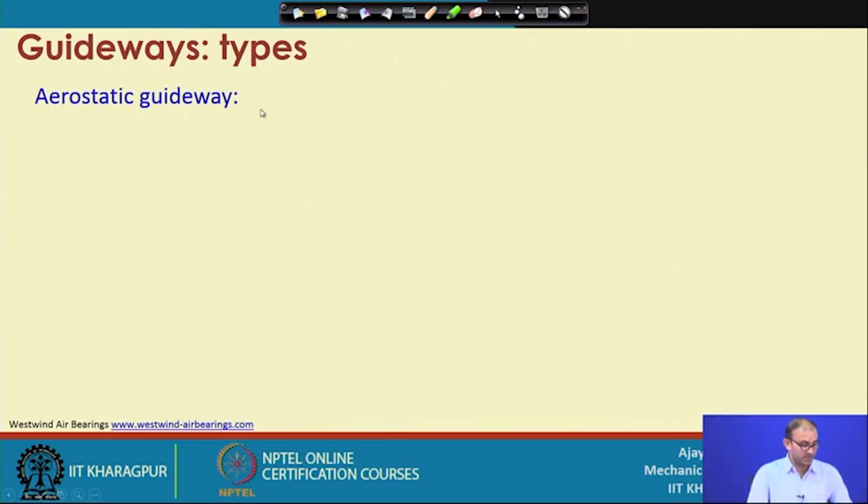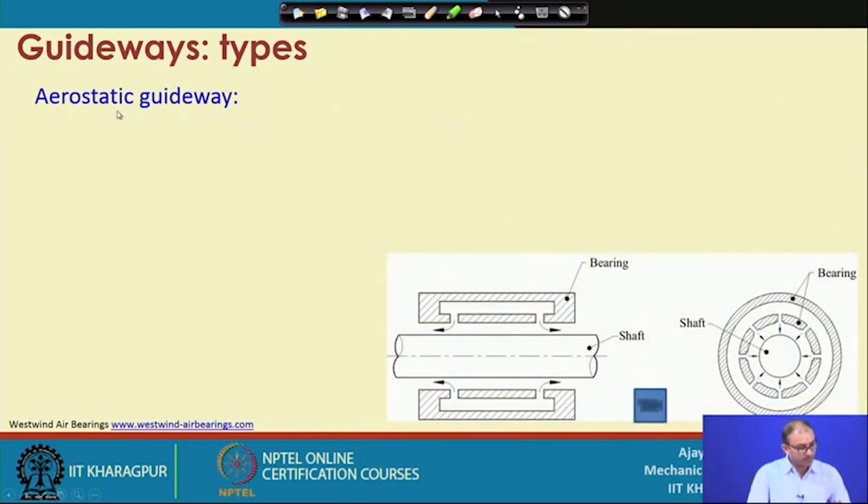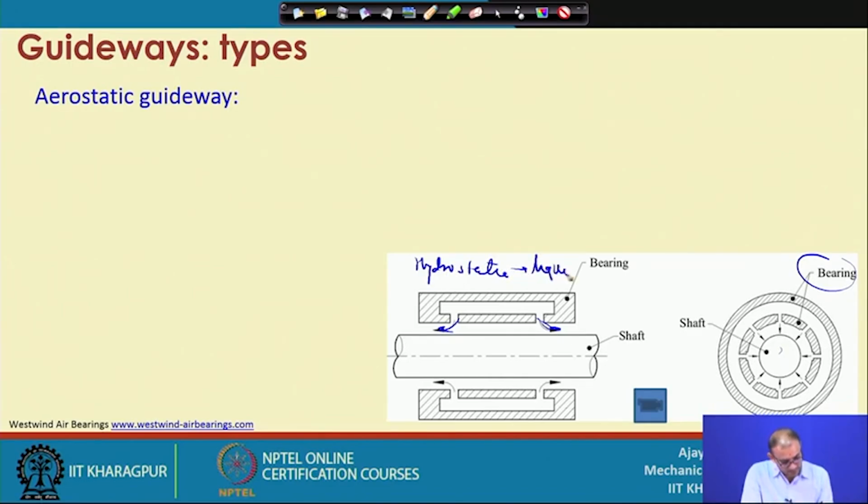Right. Now, coming to the aerostatic guideway. So, what is the aerostatic guideway? The only difference between the hydrostatic guideway and the aerostatic guideway is that you are using air in place of liquid. So, this is the same thing. Consider this is the shaft, this is the bearing, and this is the same base. Here you are putting in air. In the earlier hydrostatic case we were using liquid, and in the aerostatic case we are using air or gas. So, this is the difference.